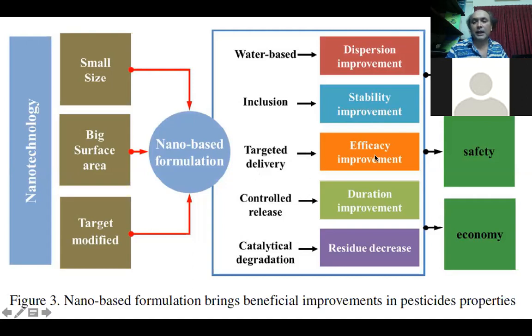And targeted delivery, efficacy improvement. So delivery can be specific and targeted. I will show you more details later on. Controlled release, duration improvement, that means slow release. Catalytic degradation, residue decrease, that means if they degrade catalytically, then obviously residue in the environment significantly decreases. So as a result, the benefits we can find are: efficacy can be increased, safety can be increased, and it is economically profitable, if we can increase all these properties by using nano-based formulation.